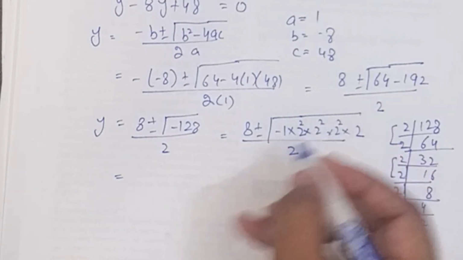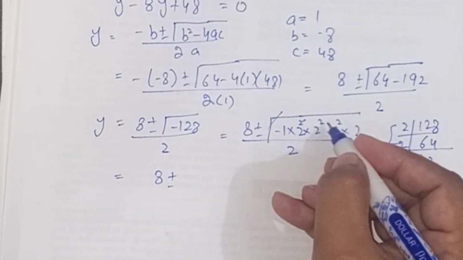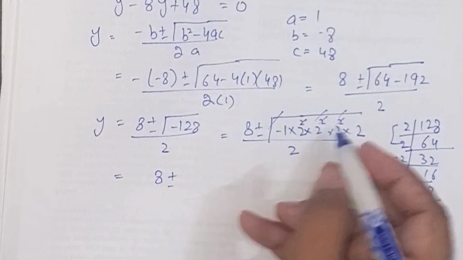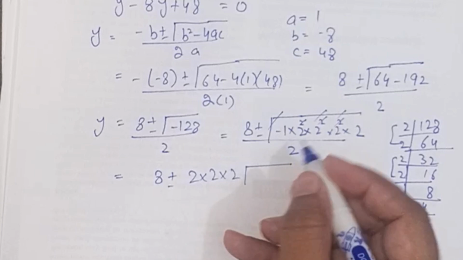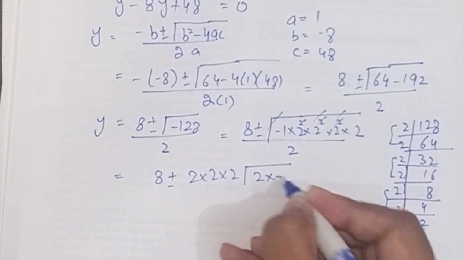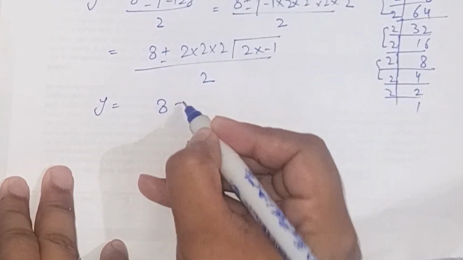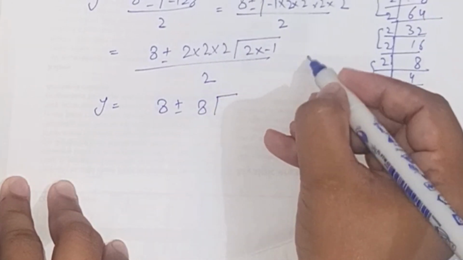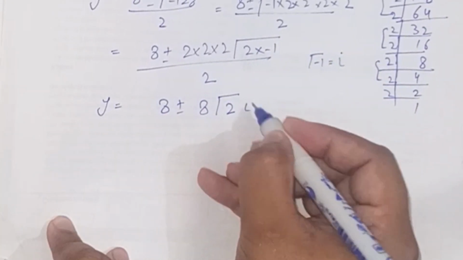So in the next step, we simplify this value. So 8 plus minus, square and square root will cancel, this and this cancel, and this and this will cancel. So we get 2 multiplied by 2 multiplied by 2, square root 2 multiplied by minus 1, over 2. So again simplify this. y is equal to 8 plus minus 2 multiplied by 2 is 8, over, we know that square root of minus 1 is equal to iota, so we write this term as 2 root 2 iota over 2.